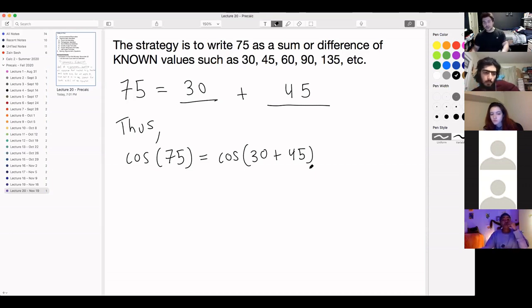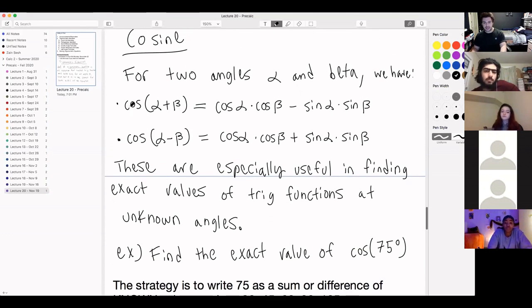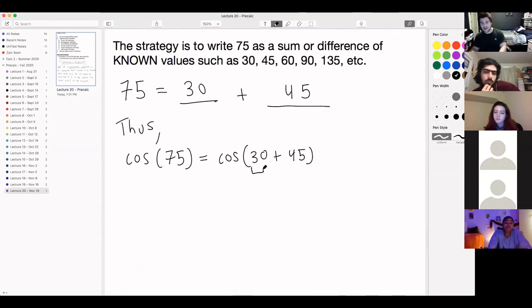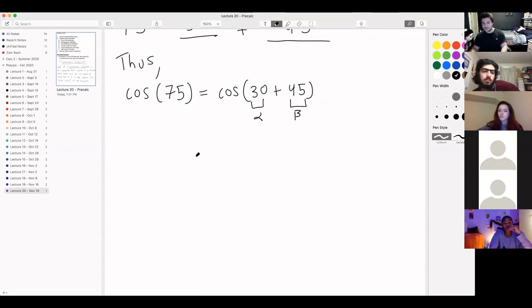Yes. So look at what we have here. We have cosine of something plus something. Doesn't that look exactly like cosine of alpha plus beta? Well, it is. It's just with a specific value for alpha and beta. So we make this alpha, this is beta. Oh, whoops, I wrote alpha twice. That's alpha and that's beta. Okay, and now you just use the formula.